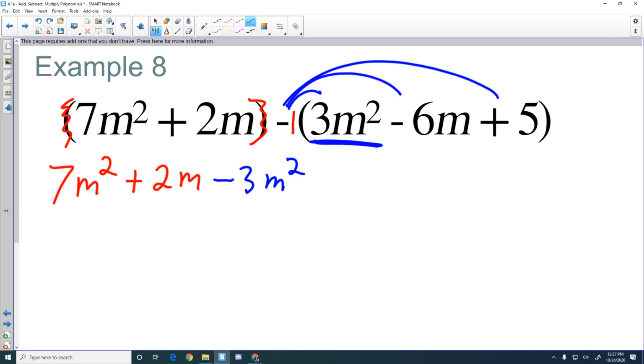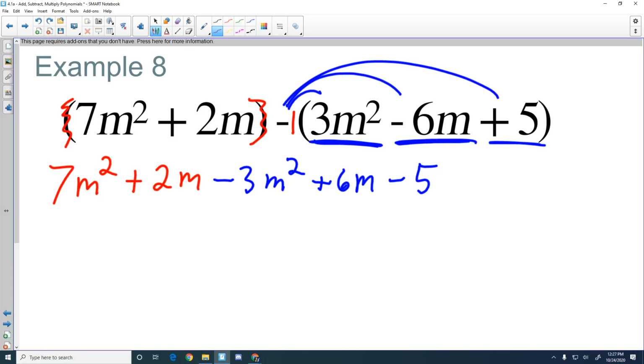Now, most times students stop here. They would just put that negative with the first term and call it a day. But that is not the case. I have to distribute that negative 1 to each and every term. So this negative 6m is going to become plus 6m because we're subtracting that negative 6. In the third term, that plus 5, well, that's going to become a minus 5. It's so important to distribute that negative to each and every single term.